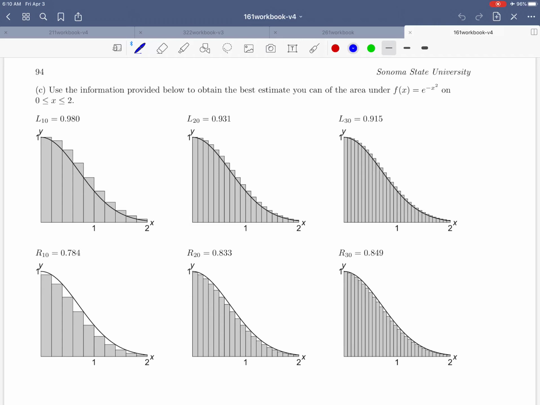Okay, welcome everybody to the top of page 94 in the workbook. This is part C of the exercise that we began in the previous video. So we're still talking about the function f of x equals e to the negative x squared on the interval from 0 to 2, and we're still talking about estimating area under the curve. On the previous page, we did some left and some right sum estimates, and on this page, they're giving us some more data about left and right sum estimates.